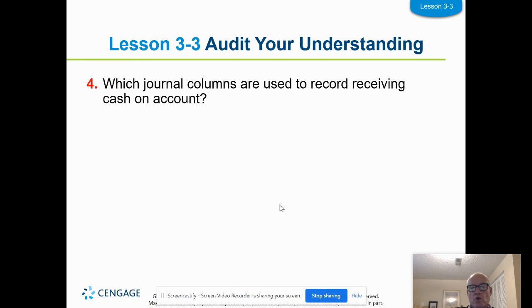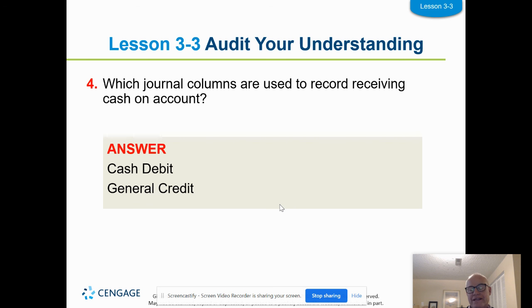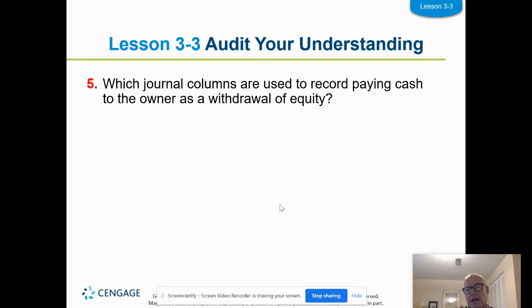Which journal columns are used to record receiving cash on account? Once again, we didn't sell anything. We're going to debit cash. We're going to credit accounts receivable because they owed us money. We're going to reduce one asset, accounts receivable, and increase an asset called cash. We're going to write accounts receivable, name of customer, in our account title area.